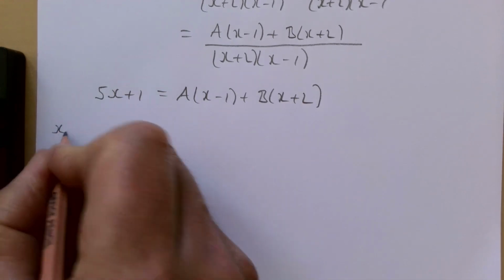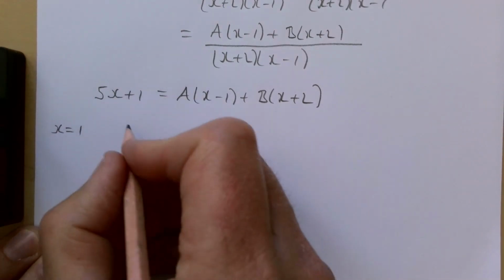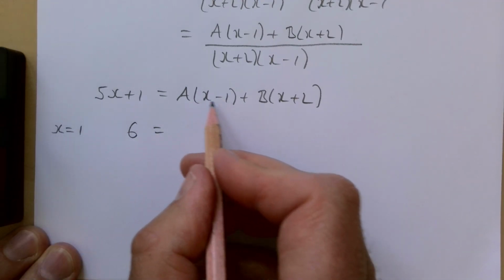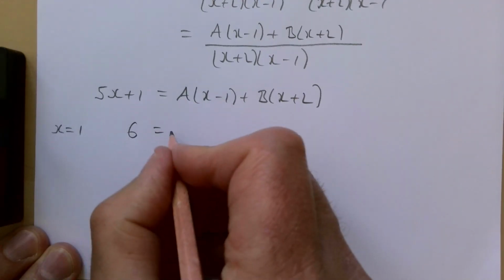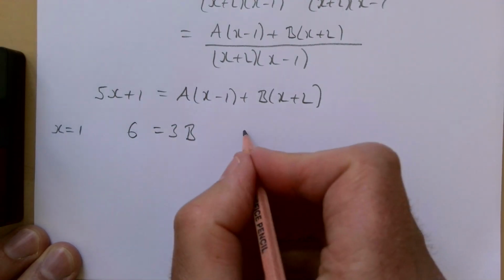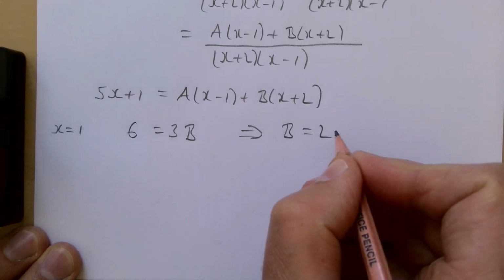I'm going to let x equal 1. If you put x equal to 1 here, we're going to get 5 plus 1, which is 6. Note I've let x equal 1. See why I've done that? So that this bit is going to disappear, and I end up with 3B, since 1 plus 2 is 3. That gives me a value of B equals 2.